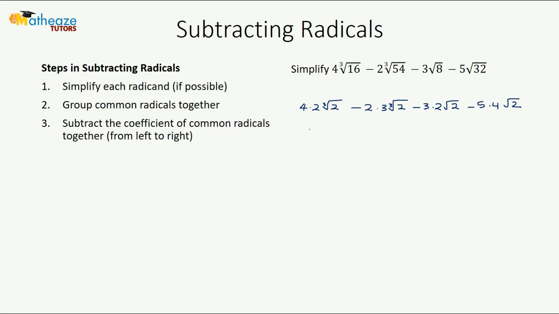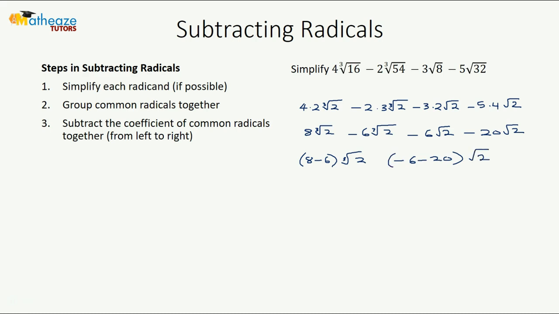So let's simplify. We have 8 cube root of 2 minus 6 cube root of 2 minus 6 square root of 2 minus 20 square root of 2. So let's group common terms together. So we have 8 minus 6 cube root of 2 minus 6 plus 20 square root of 2. So we have 2 cube root of 2 minus 26 square root of 2.